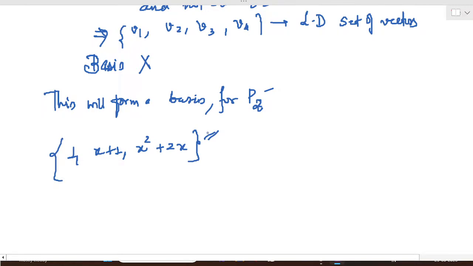Try to find whether this forms a basis set or not. I'm leaving this to you as an exercise, as homework. So this will indeed form a basis for P2. This is something I'm leaving up to you to verify yourself.